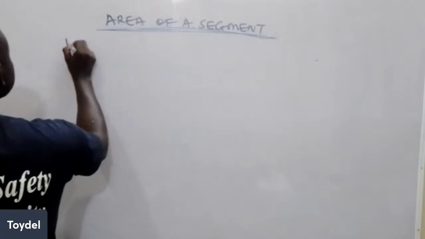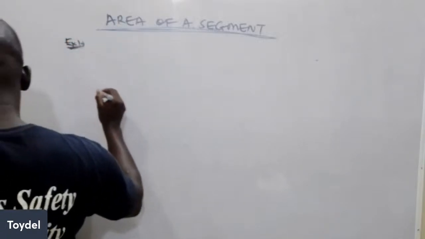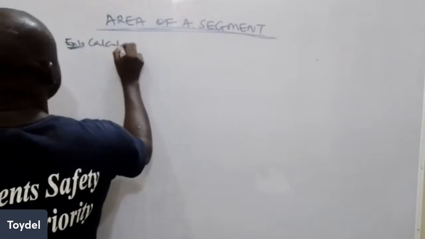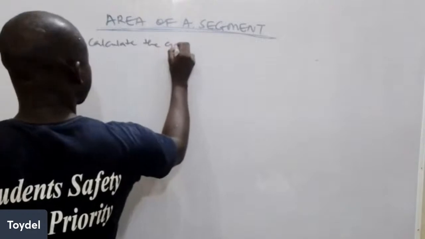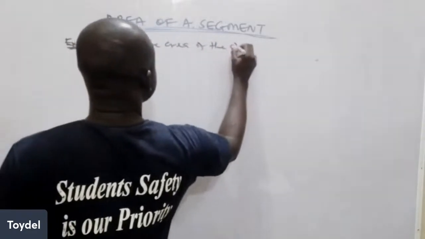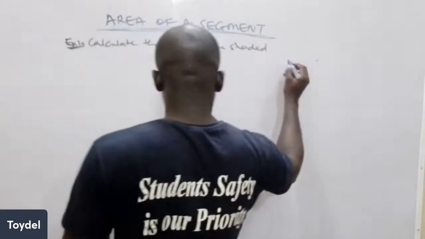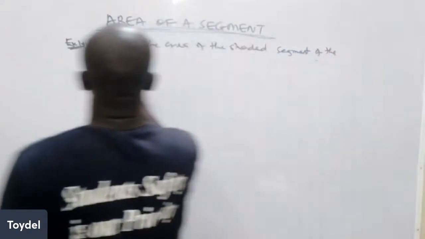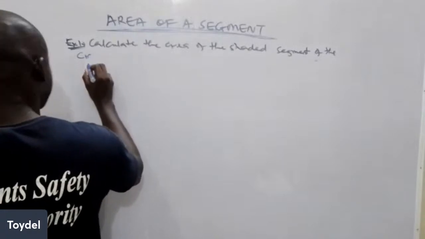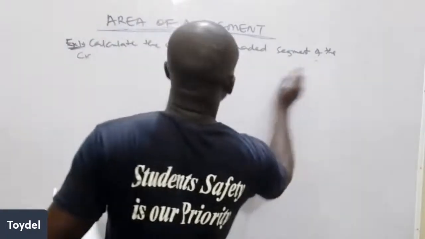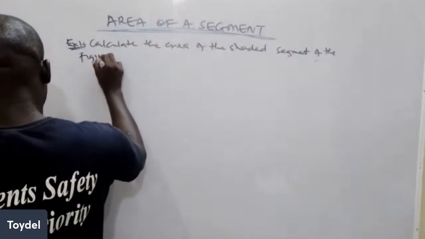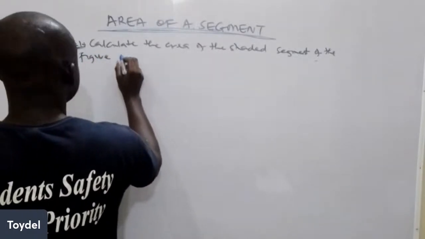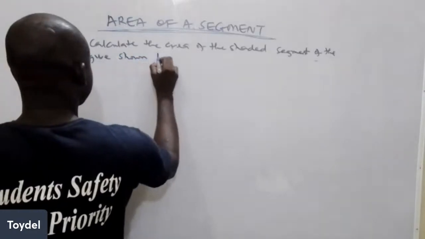Let's take example one. The question says that, example one, we have to calculate the area of the shaded segment of the circle. Shaded segment of the figure shown below.